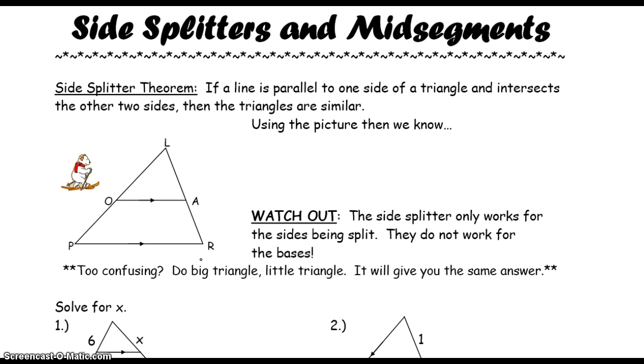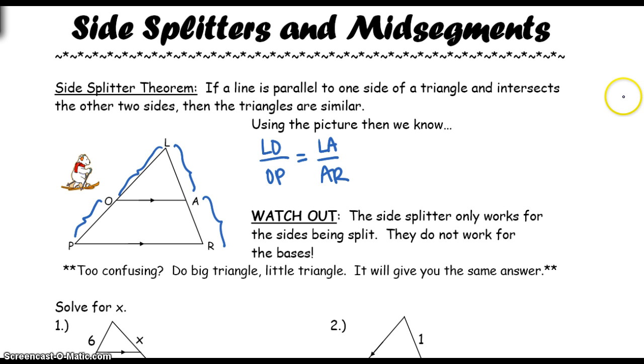Now I will tell you, you do not always have to use the side splitter theorem. You can always do big triangle, little triangle. So this is just a shortcut today. So using the side splitter theorem, that means that side LO over side OP, notice we're splitting the side, equals LA over AR. So you can use this as long as the base is parallel to a line inside of the triangle.